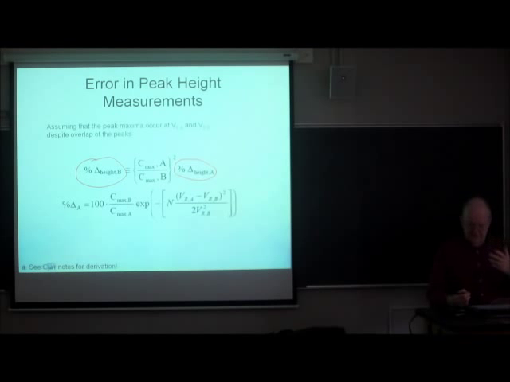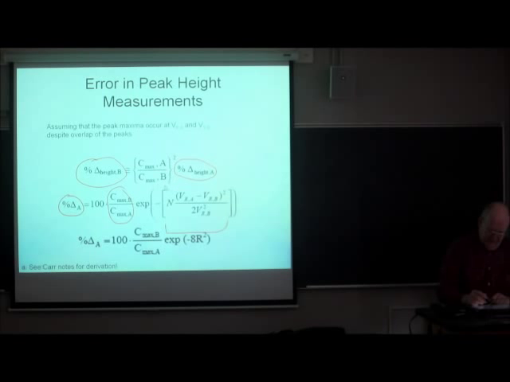Again, in my notes, you go through the details of the derivation. The percent error in the A peak works out to be 100 times the ratio of the peak heights. And the bigger the B peak is relative to the A peak, the larger the error that's going to happen in the A peak. The bigger the other peak is, the worse off you are analytically. That's almost obvious. And then we have the exponential of all of this stuff. And once again, this all works out to be something directly related to the resolution.